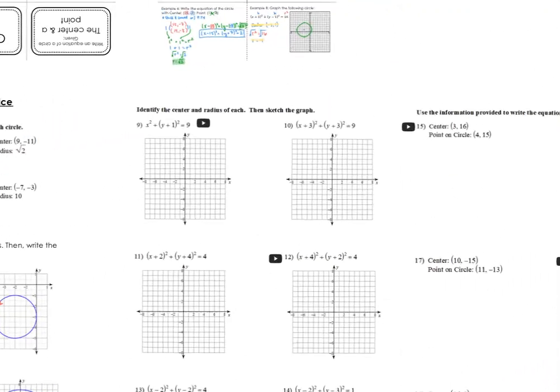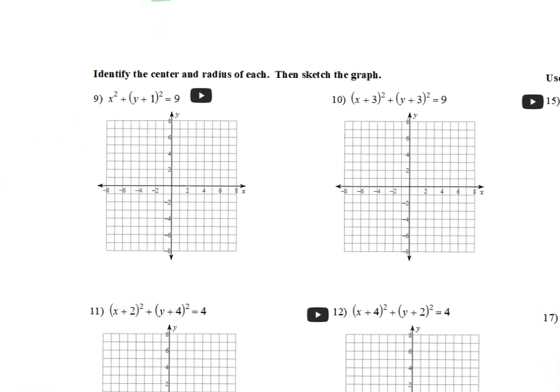All right, now number 9, we're going to identify the center and the radius, and then we're going to sketch the graph, okay? So to get the center, remember it's h and k. H is a number with x, k is a number with y, and remember it's the opposite sign. So here, if we notice, it just says x squared, which really means h is 0, so the x coordinate of my center is 0. And then for k, it's the opposite of the parentheses. So since this says y plus 1, that means k is negative 1.